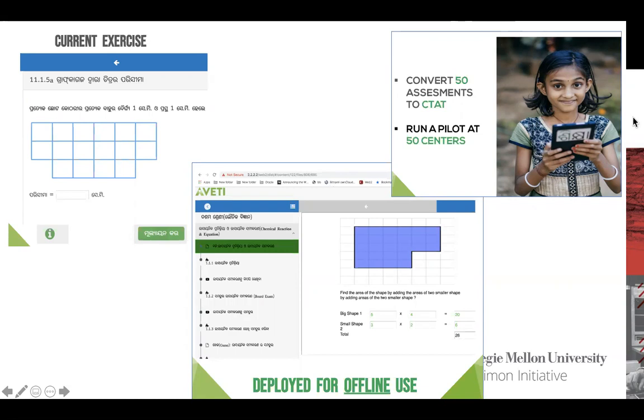Okay, so my immediate goal is that what I learned today, I'm probably going to use tomorrow. I'm already trying to do this pilot and get data. Immediately we're trying to convert 50 assessments that we have in this format to the ITS, intelligent tutoring system. That's a big goal, but I think we can do it. We are running today about 106 learning centers, catering to 17,000 students. No Google, no Facebook, no internet have reached them.